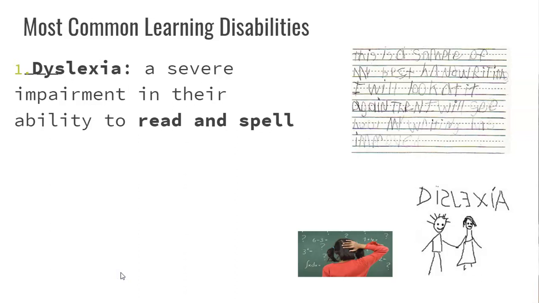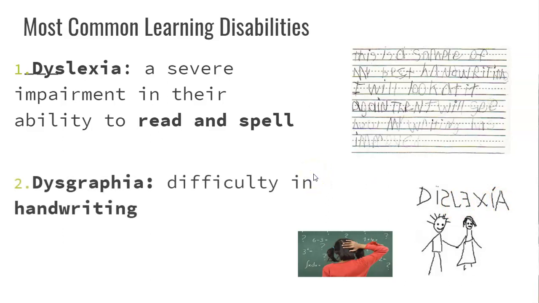The most common learning disability is dyslexia, and when children have dyslexia, that means that they are severely impaired in their ability to read and to spell. So they may actually see words and write letters backwards because they have issues with reading and spelling.